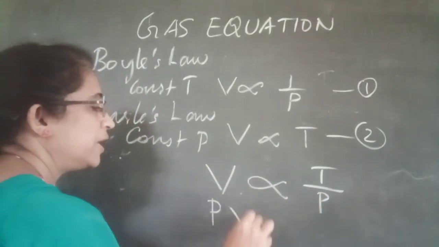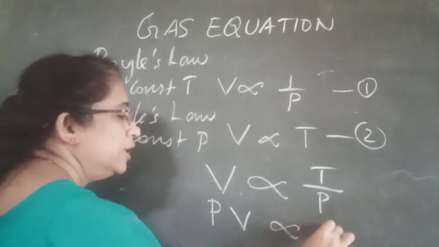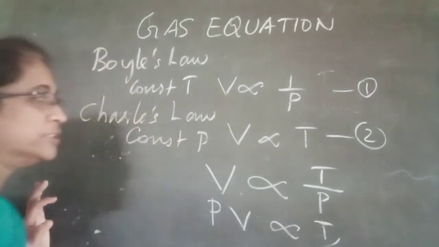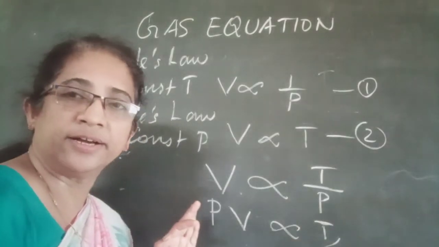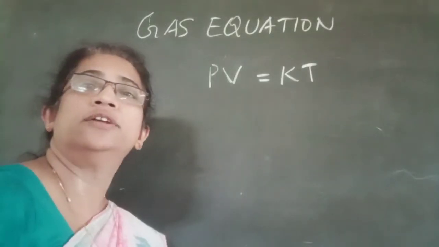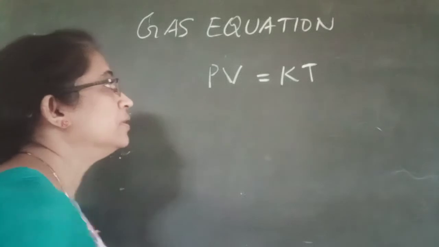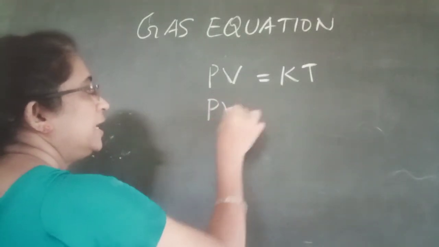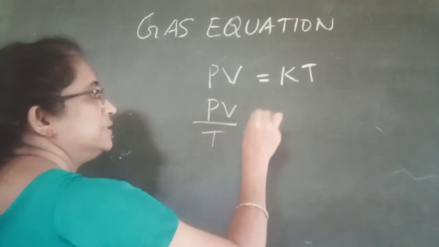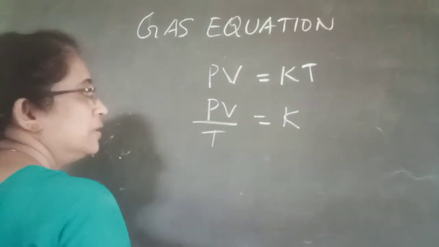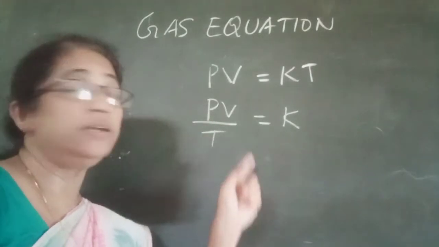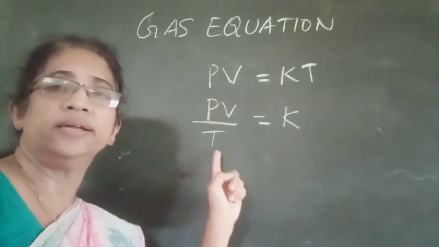On cross multiplication here I can write PV is proportional to T, and replace the proportionality sign by multiplying with a constant. This equation can be written as PV is equal to K into T. Or again, PV divided by T is equal to a constant. So by combining Boyle's law and Charles law, we get the relation between pressure, volume and temperature.